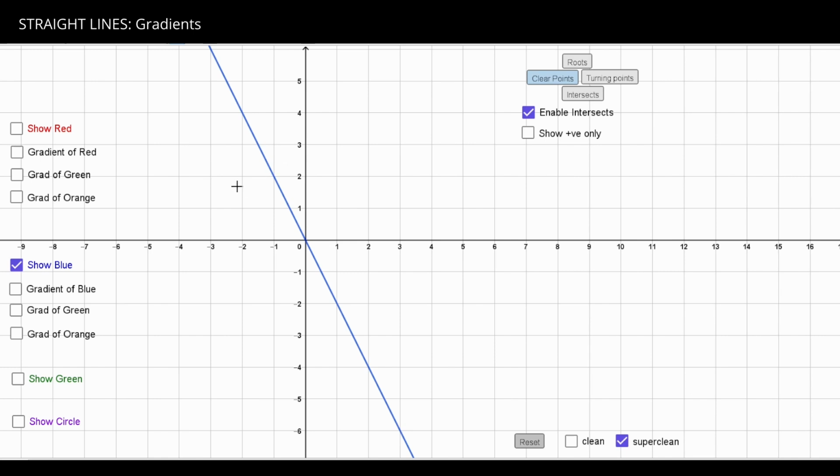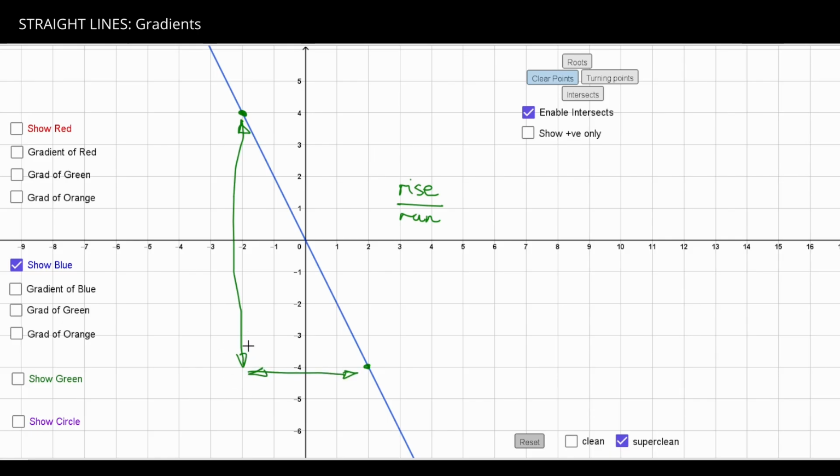Okay, I've cleared the decks and drawn another line. Now, what's the gradient of this line? Well, the best way to do it is to draw 2 points. Doesn't matter where they are. Let's choose this one here. And a nice point, well, let's choose that one down there. A good long way. Well, the rise is all of that, and the run is all of that.